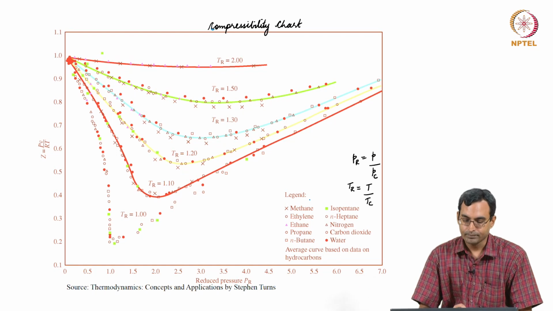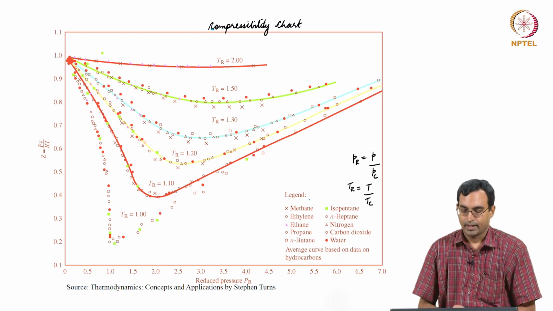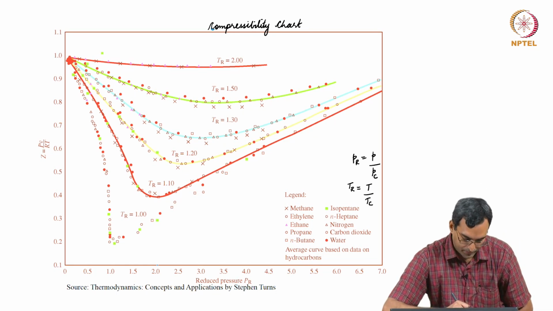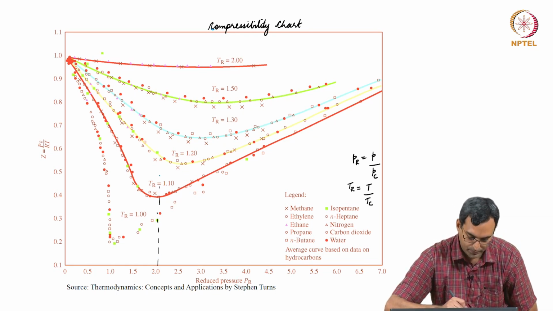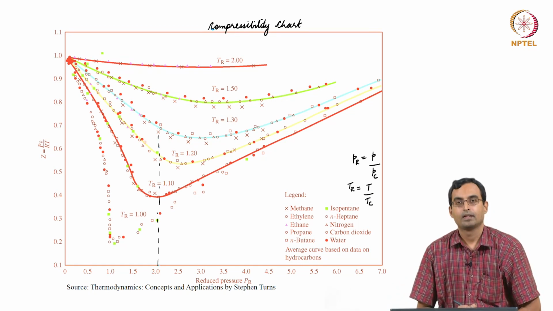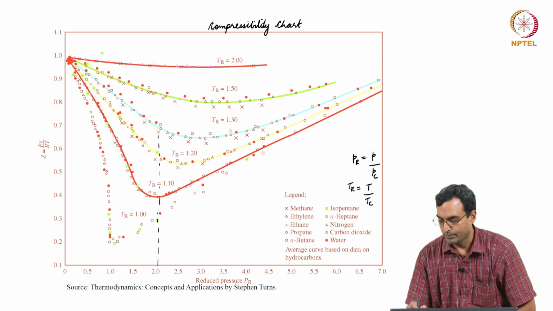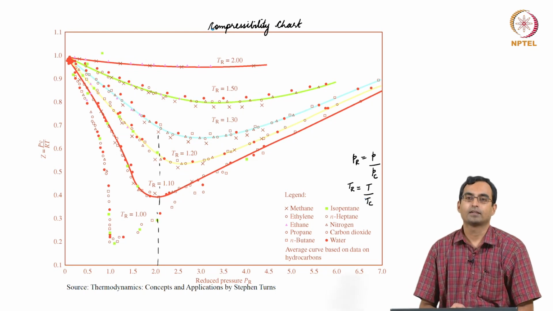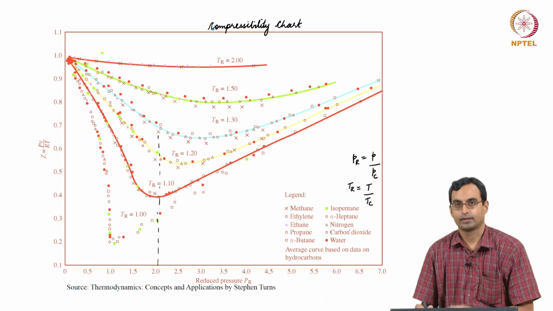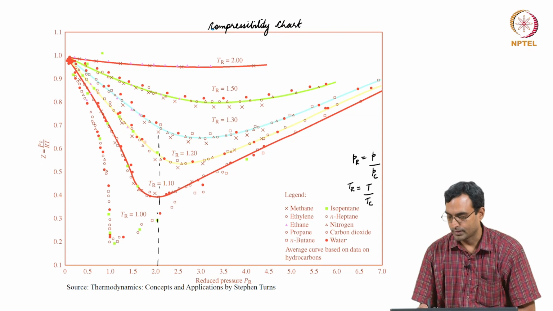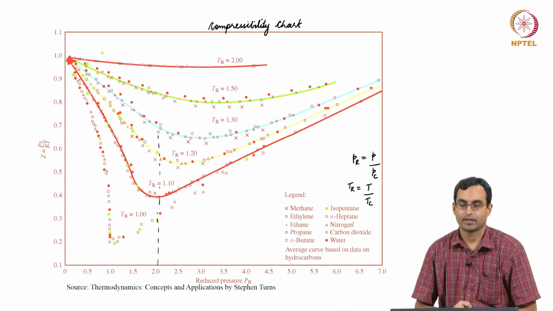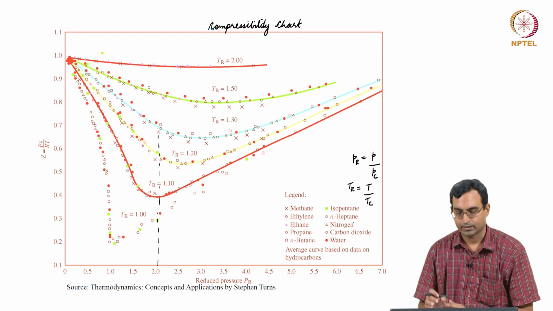Now, for example, if I was to look at some point over here, let us say I am interested in finding out properties at a reduced pressure of 2. The critical pressure and critical temperature are fixed for a specific gas. For example, we will look at the data for water in a few minutes. For water, this is close to about 220 bar and about 374 degrees centigrade. We will look at the actual values.